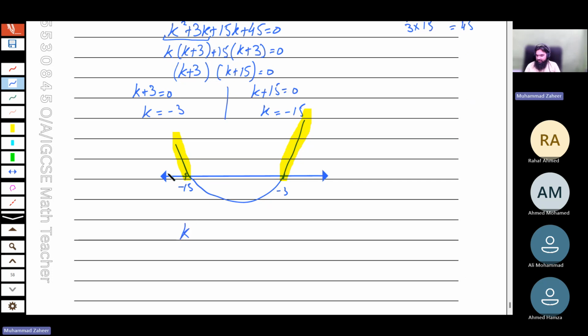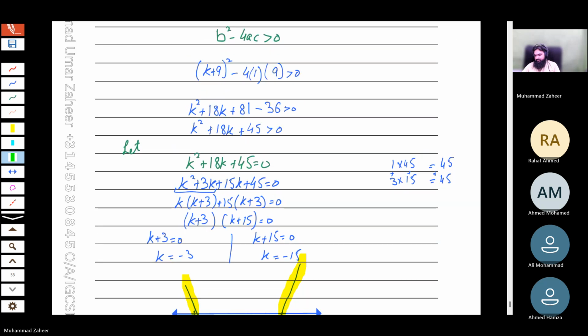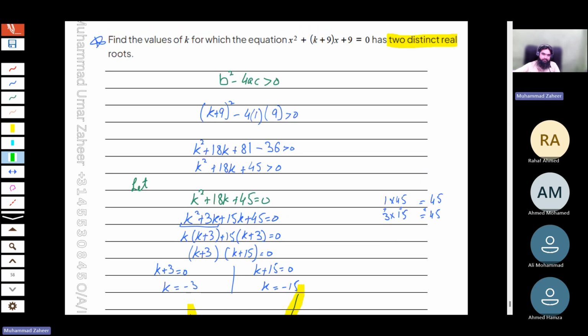k takes the lesser values, so k is less than minus 15 or it is greater than minus 3. So k is greater than minus 3. So we are going to get the values of k. Yes, everyone, is it clear?